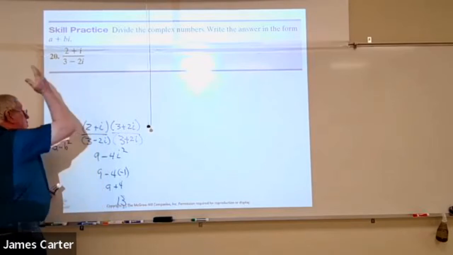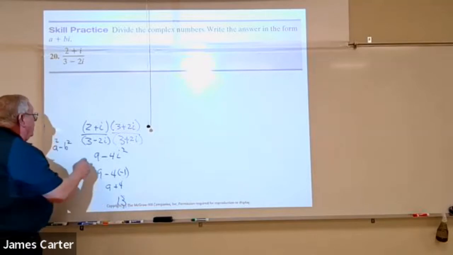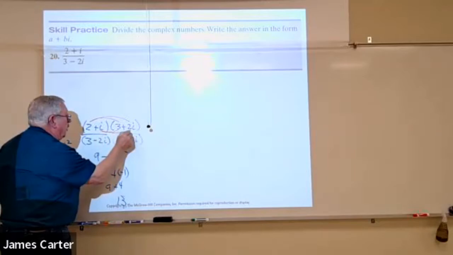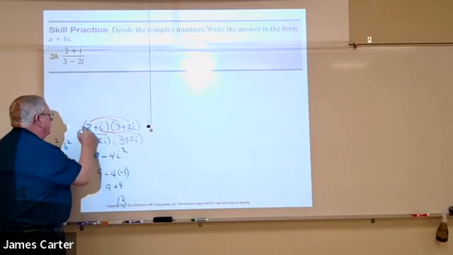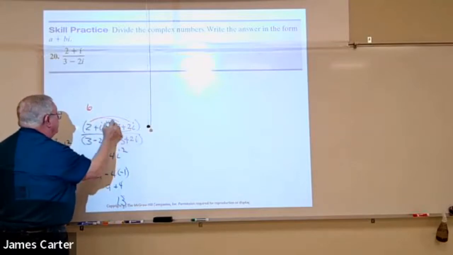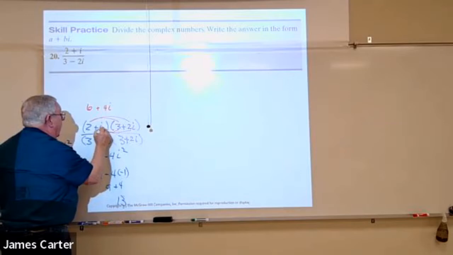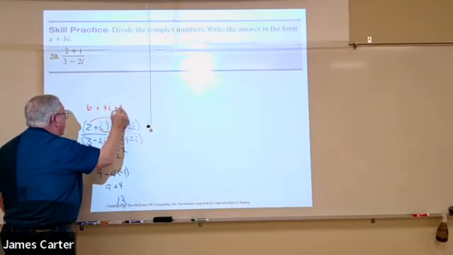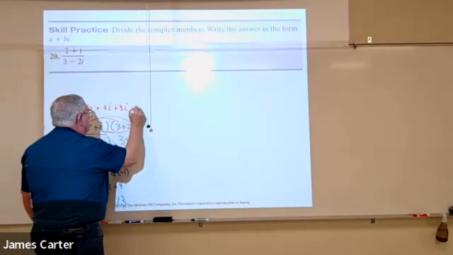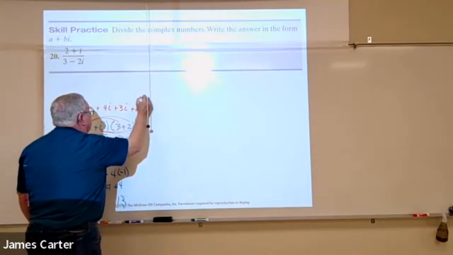Well, you must also simplify the numerator. In this case, it's going to be just old style distribution or FOILing, whichever you're more comfortable with. 2 times 3 is 6. 2 times 2i is 4i. i times 3 is 3i. And i times 2i is 2i squared. This in turn can become a -2.